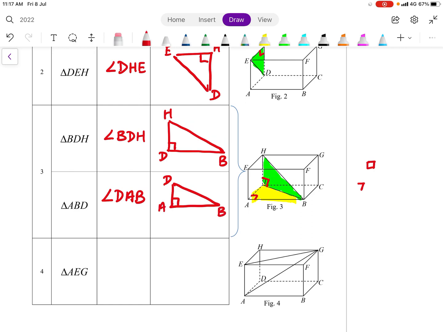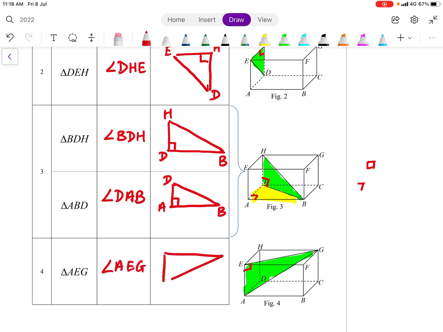So it's DAB. Last but not least, the last figure. If this is too fast, pause the video and try to catch up. Triangle AEG. In the question, they will tell you which triangle to focus on. In one sentence, they will say, hey, this triangle, you have this length, this length, this length. If you want to find the length of a particular side, then you draw out that relevant triangle. So where is the right angle? It's at E. So it's angle AEG.